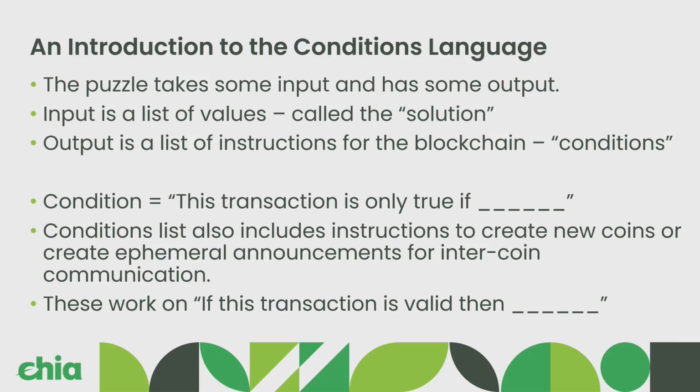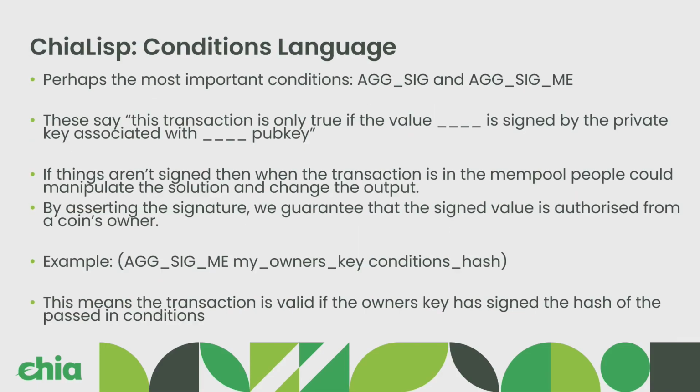And we also have another type of condition that says, if this transaction is valid up until this point, then do something. If this transaction is valid up until this point, then create a new coin with this puzzle hash and this amount. If this transaction is valid up until this point, then make a coin announcement with this message.